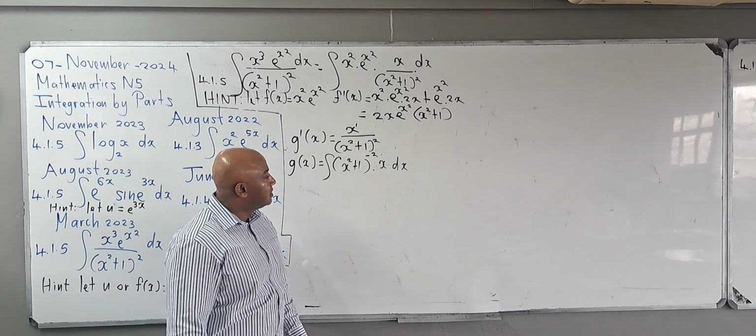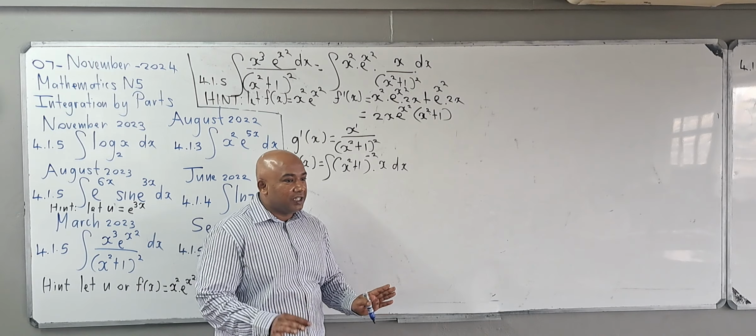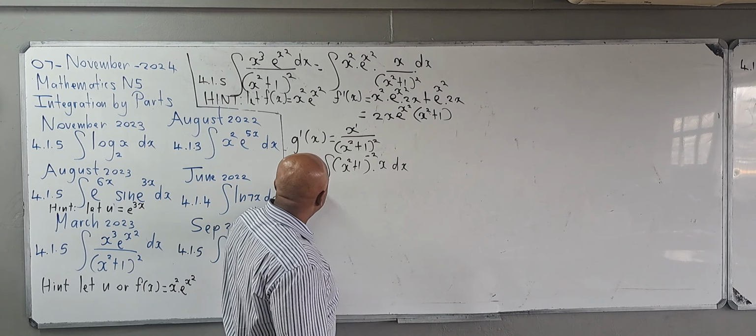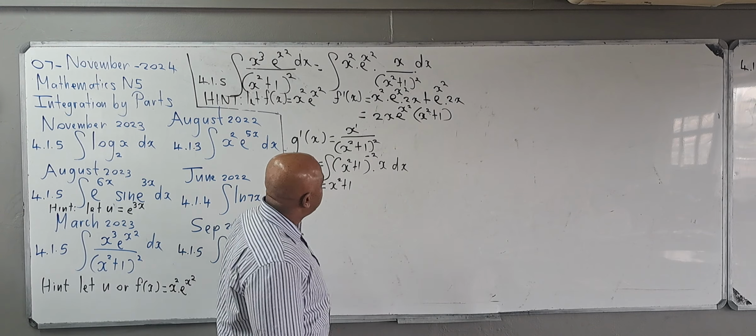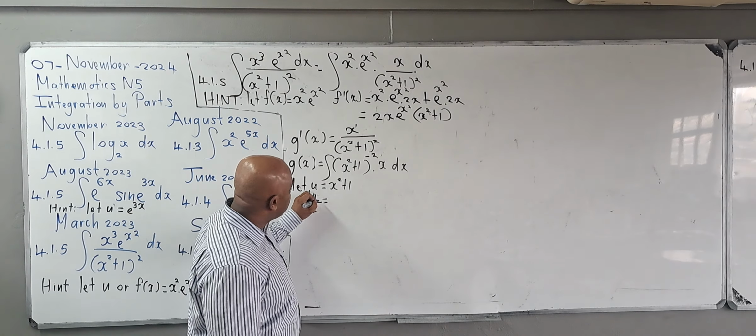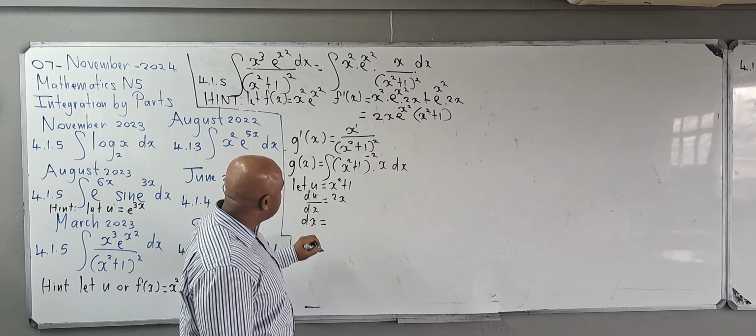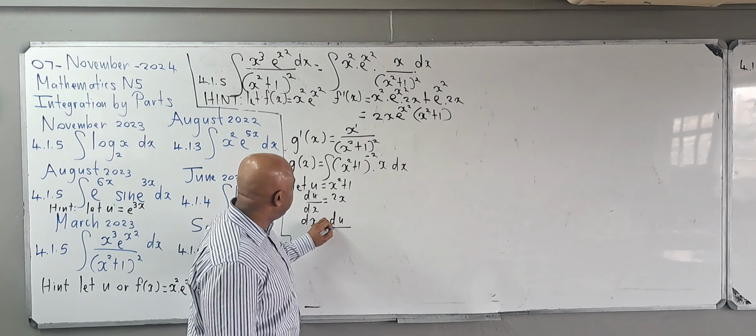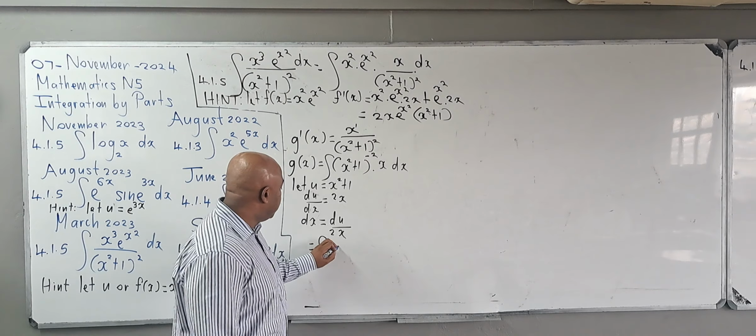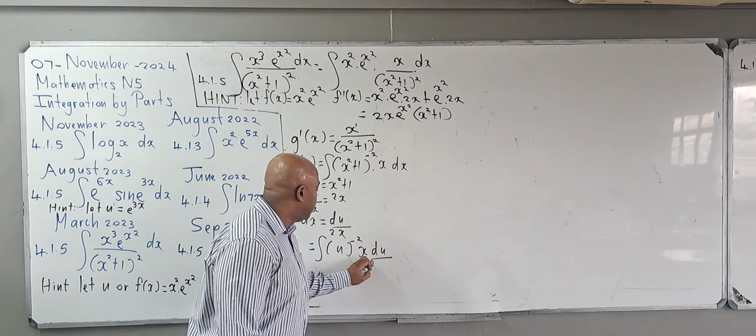How do we integrate this? Okay, let me just do it the long way quickly, but there is a shortcut, which is integration by inspection. The other way is let u equal x squared plus 1. So now du over dx, the derivative of x squared plus 1, is 2x. Make dx the subject, du over 2x. So therefore, this is going to equal u to the power minus 2. There's x and there's du over 2x.